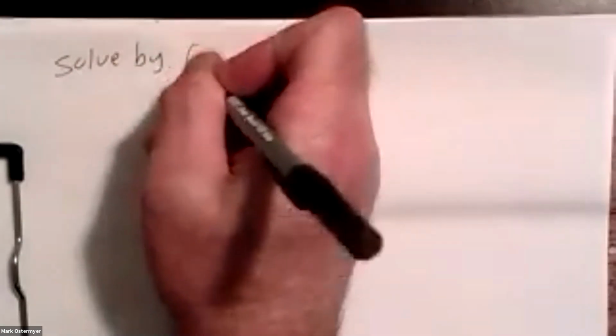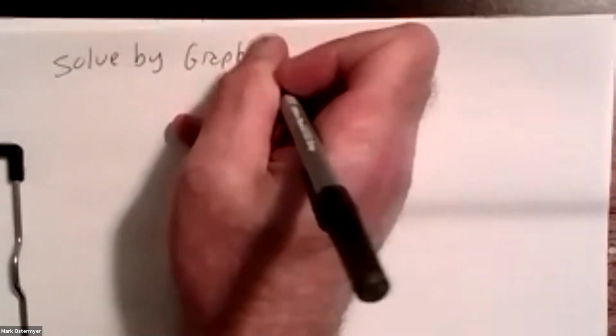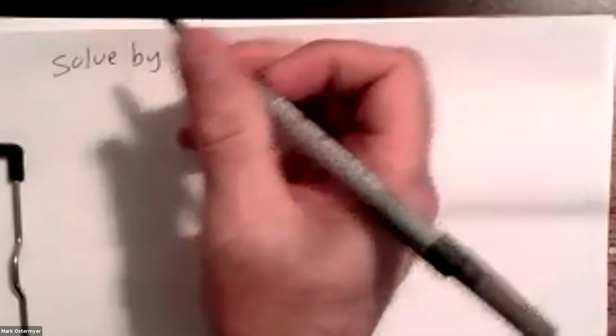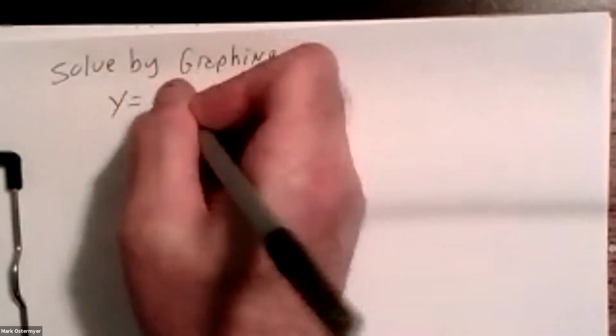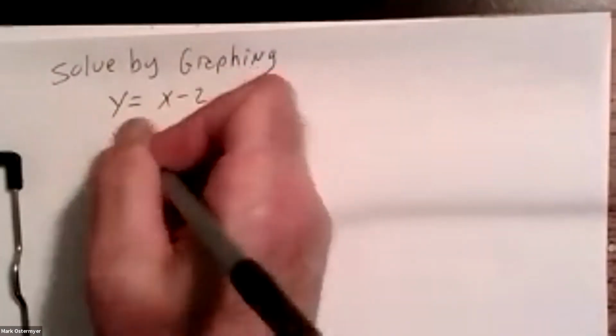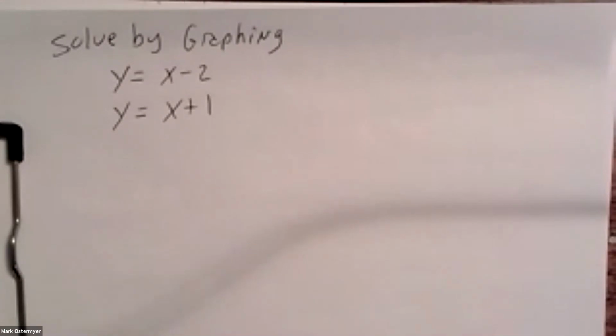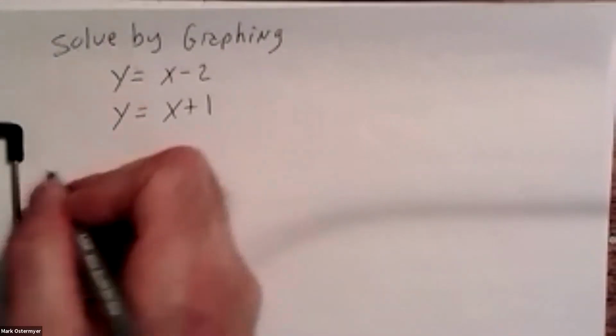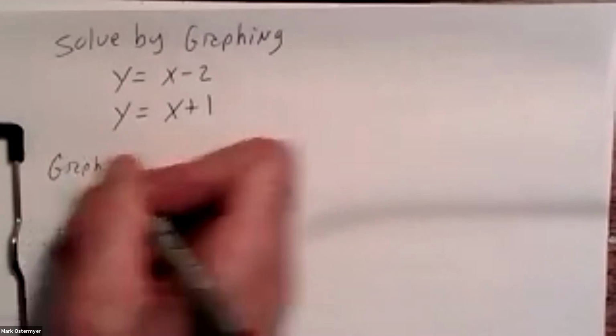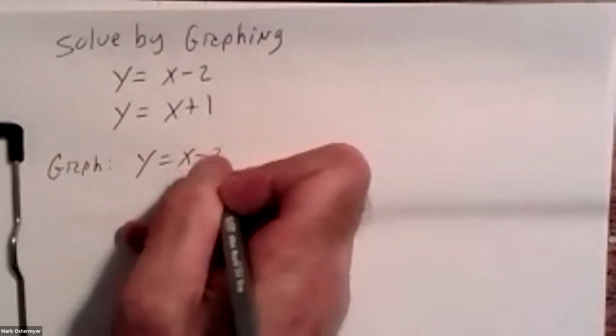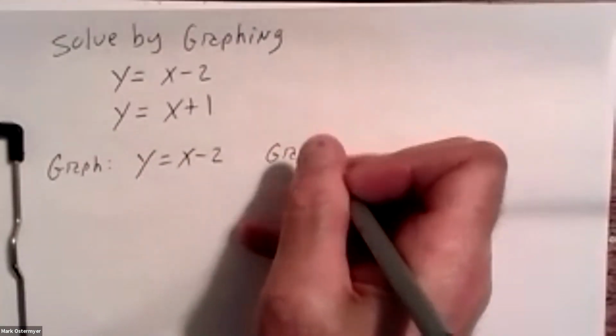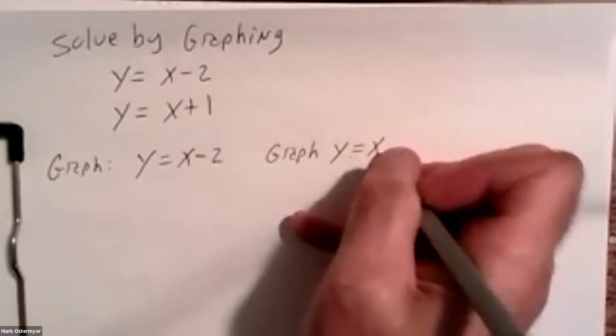Well, let's try this one now. So we're going to solve by graphing. First equation is y equals x minus 2, and the second equation in this system is y equals x plus 1. They want us to solve this system by graphing. First of all, we're going to have to graph the first linear equation, y equals x minus 2. And then we're going to have to graph the second equation, y equals x plus 1.